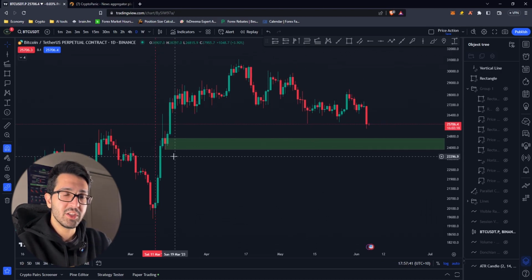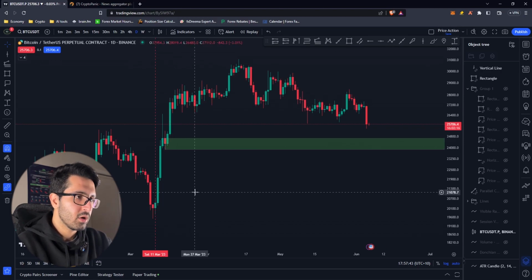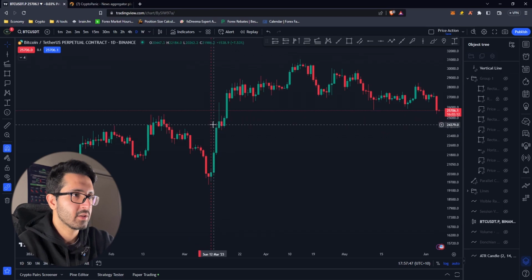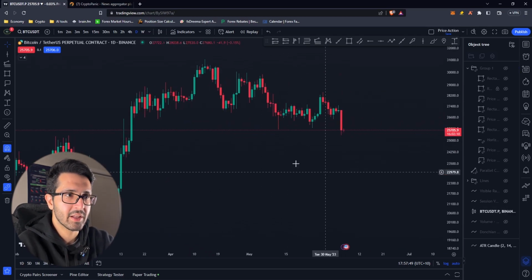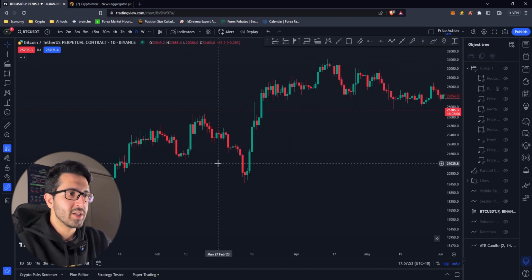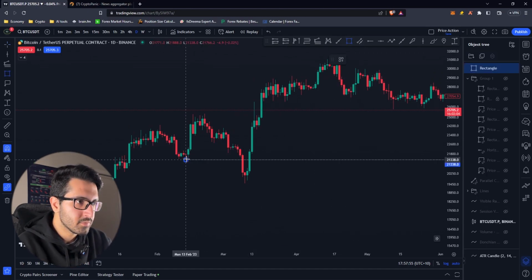And that's why I'm going to mention the second level of demand zone. So let's just remove this. I'll add everything later in the chart so I can see it as well. The second thing I'm going to mention is this level, right at this level.